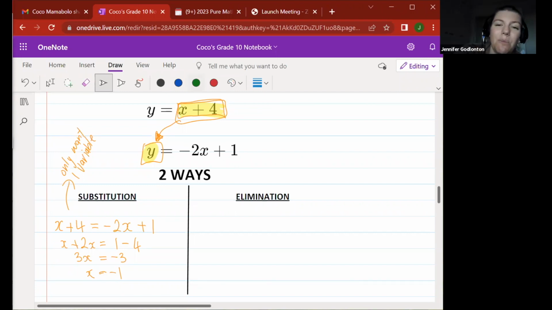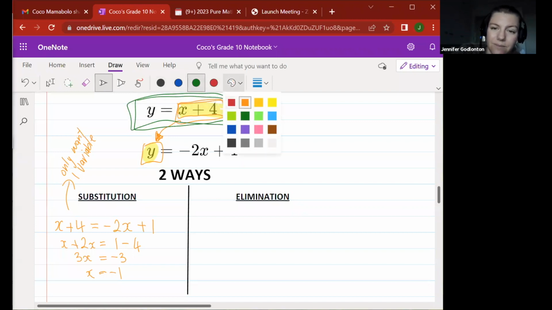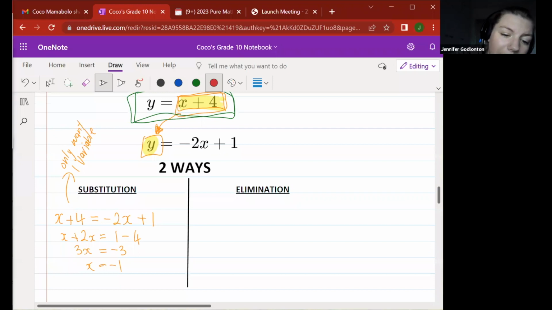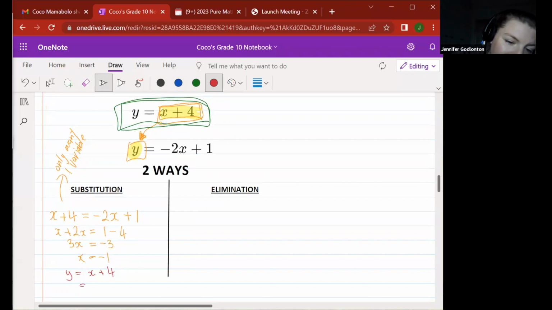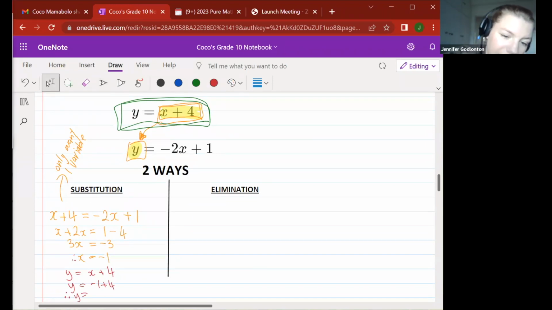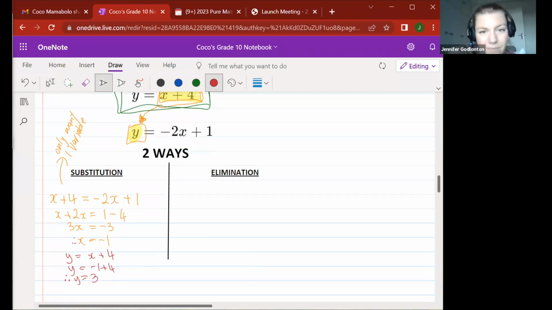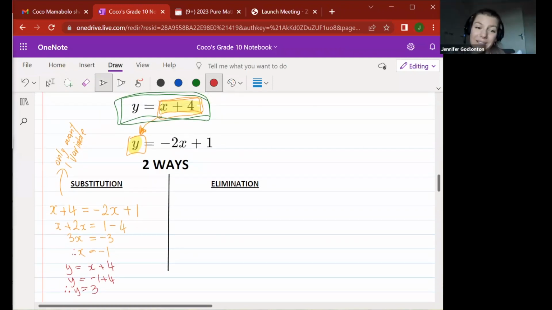So now we need to go back to one of our original equations. So now we're going to go back to saying what Y is. Let's move this down. So Y is equal to X plus 4. But we know that X is negative 1 because we've just solved that. So we can say Y is equal to negative 1 plus 4, which means that Y is equal to 3. And so now we've solved for X and we've solved for Y. And that's how we do a simultaneous equation.